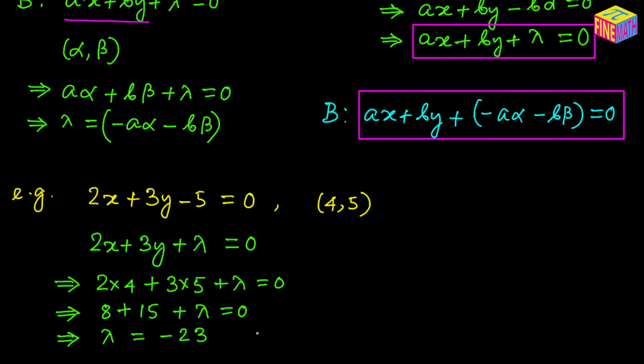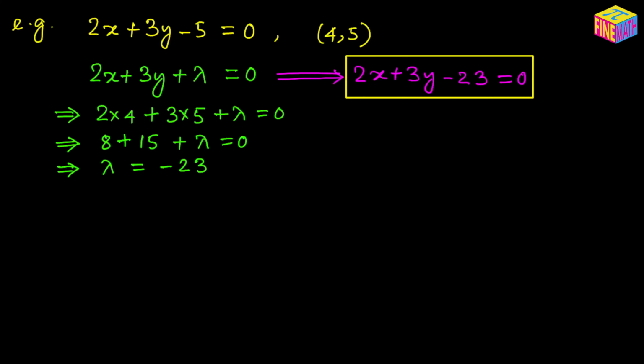And now that we know the value of lambda, from here we can say the equation of the new straight line would be 2 times x plus 3 times y, and for lambda we need to use negative 23, and that's equal to 0. That's the equation of the new straight line when we have been given the equation of another straight line and we have been given the coordinates of a point which lies on the new straight line.